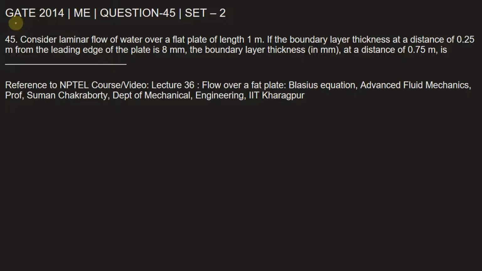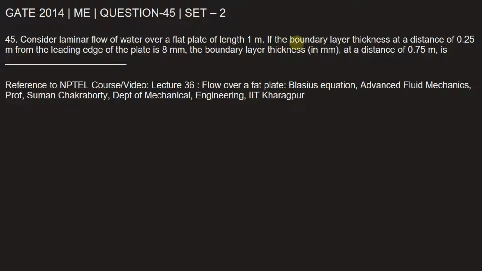This question is from GATE Mechanical Engineering of 2014. This is question number 45 of set 2. The question is, consider laminar flow of water over a flat plate of length 1 meter. If the boundary layer thickness at a distance of 0.25 meter from the leading edge of the plate is 8 millimeter, the boundary layer thickness in millimeter at a distance of 0.75 meter is.